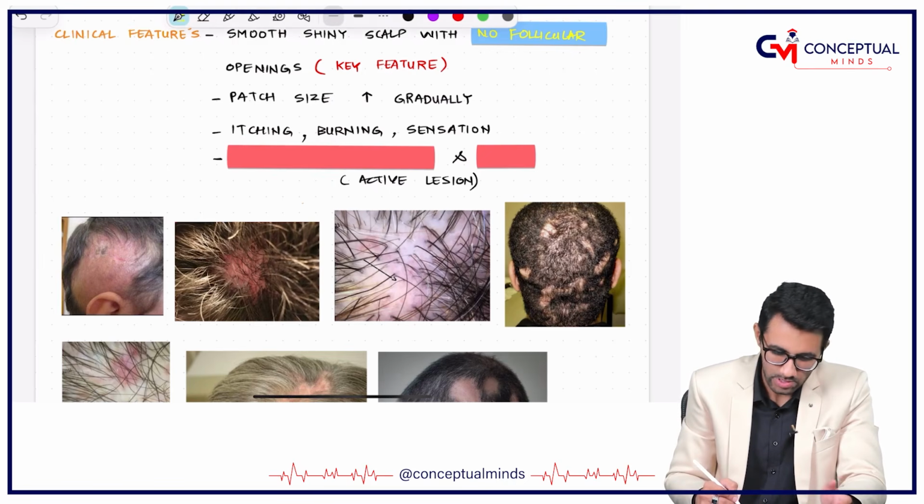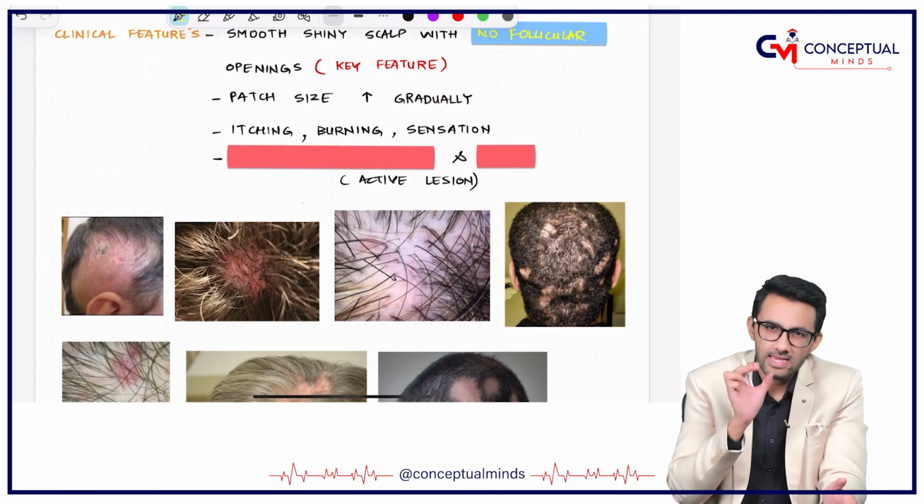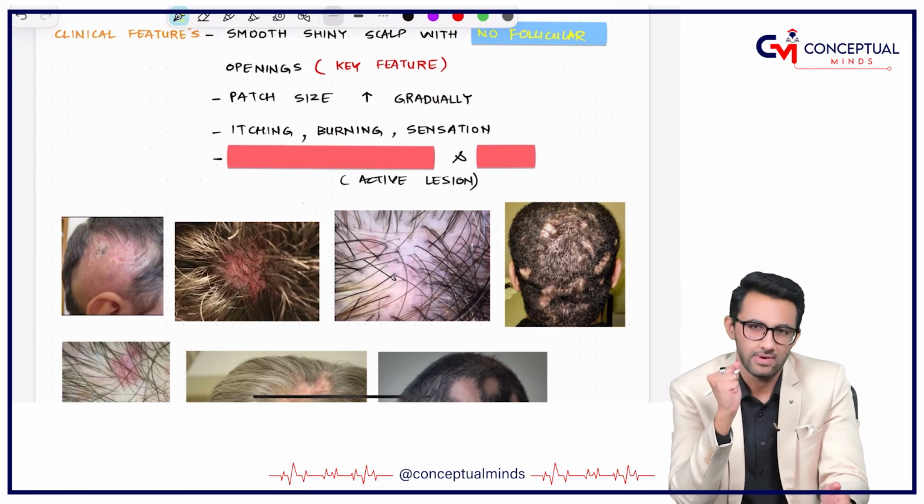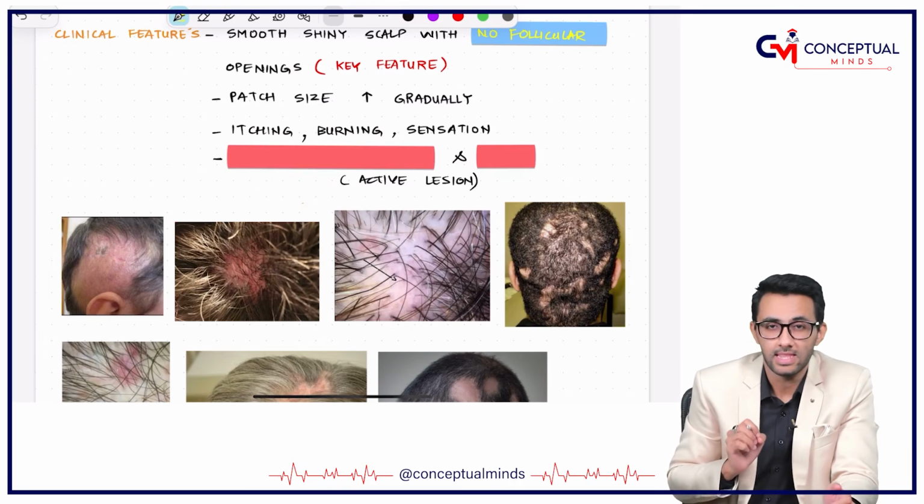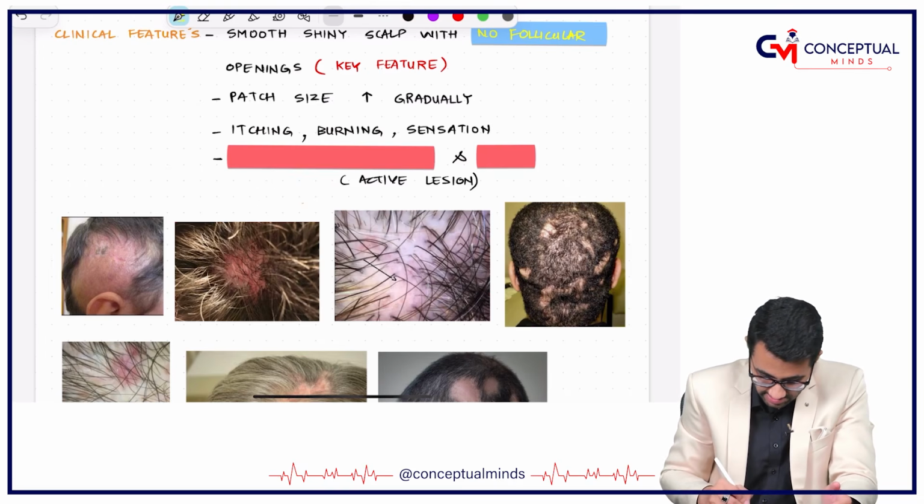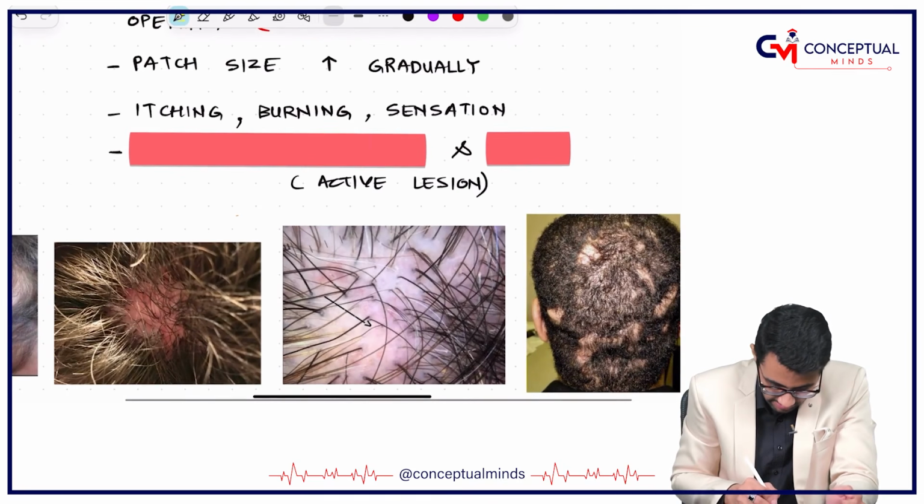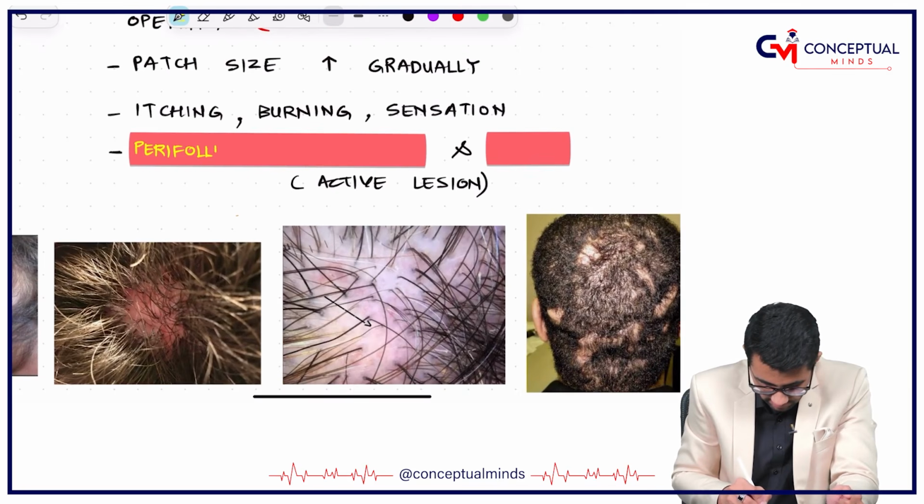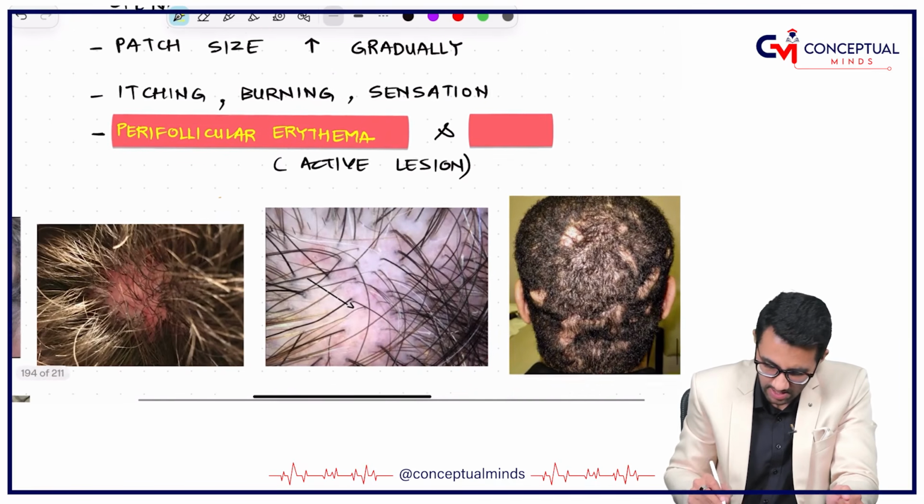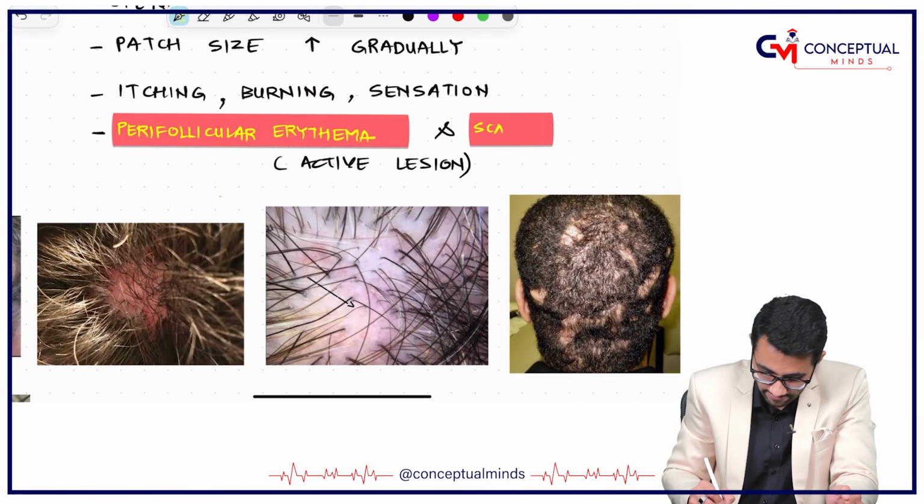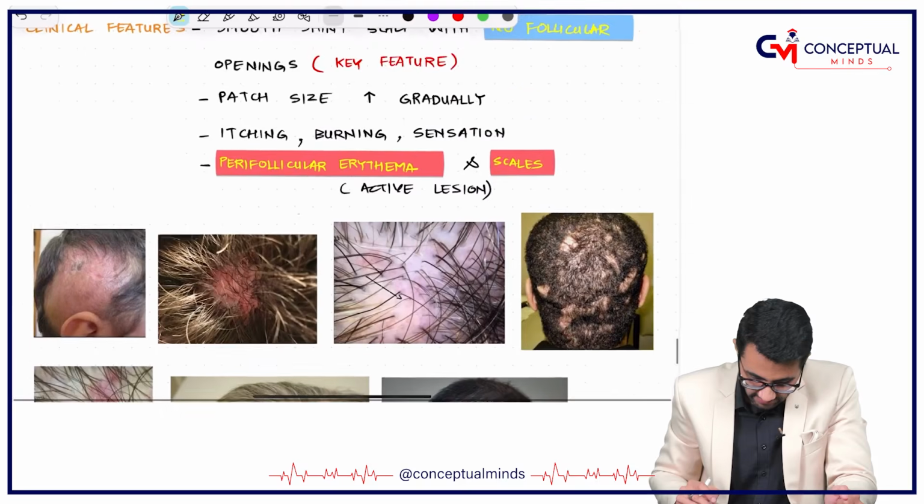Jokes apart, what is a very key hallmark finding that we find? This is the one, that is the perifollicular erythema. Right here you can see the perifollicular erythema, and scales. Fine, so we have it.